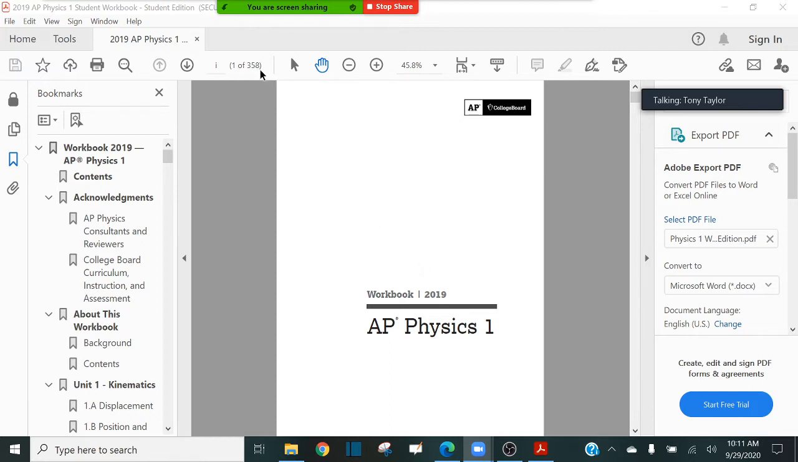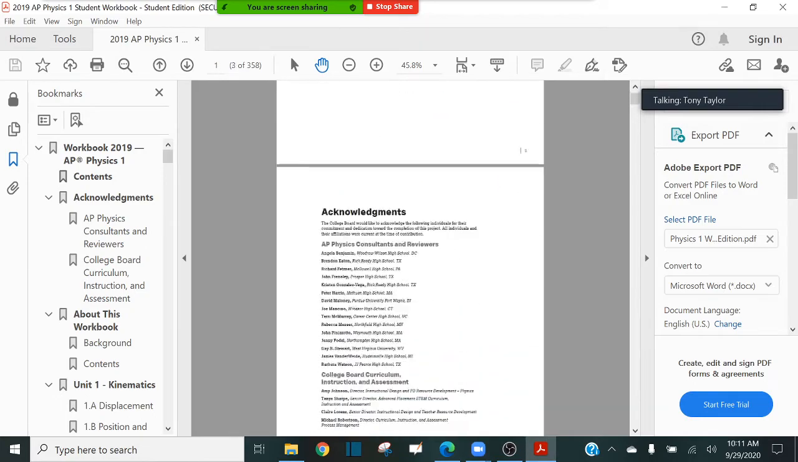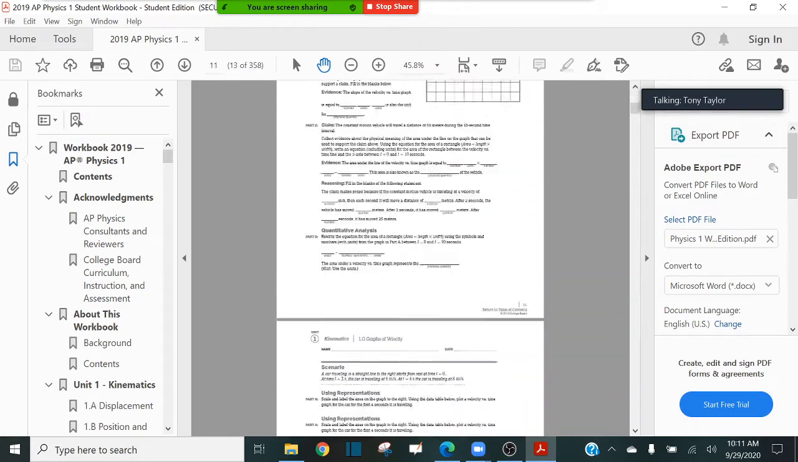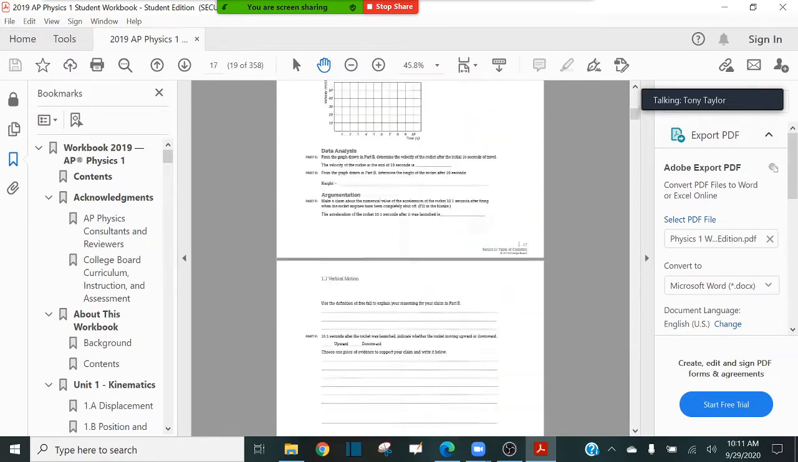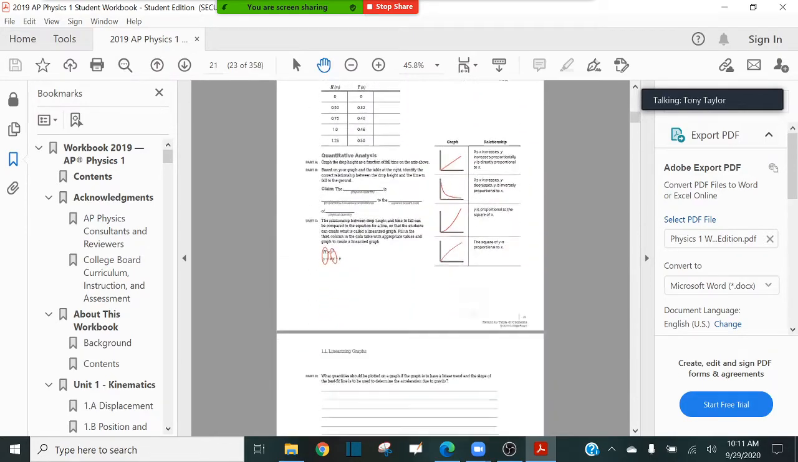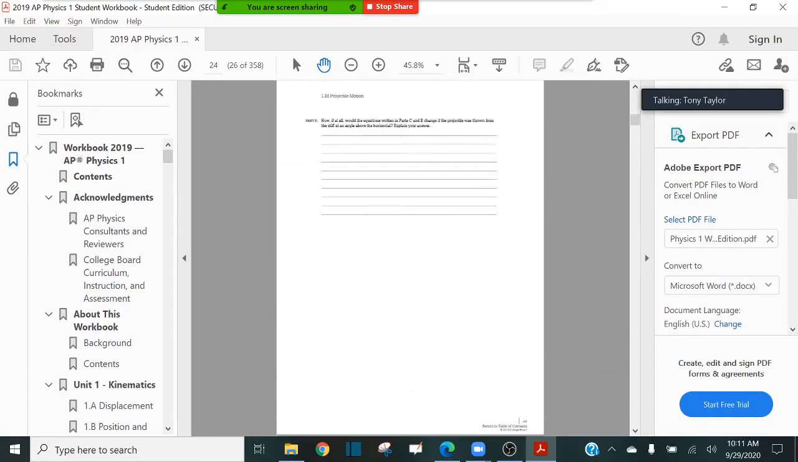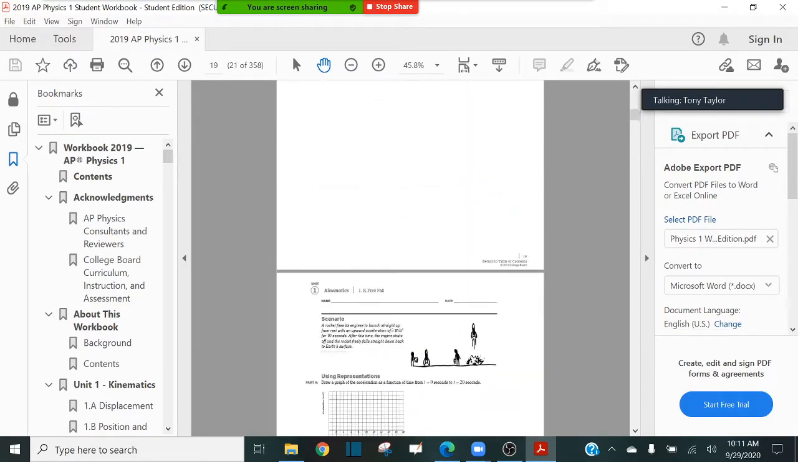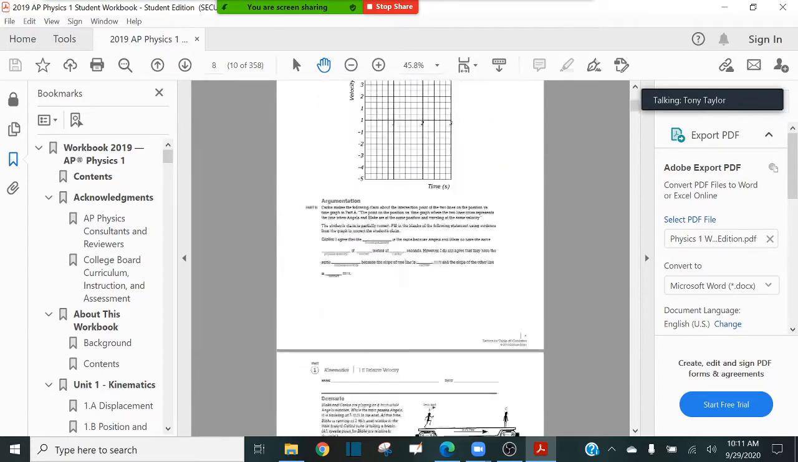So the College Board responded with this workbook. And as you can see, it's a pretty detailed workbook. It's 358 pages, and there are topics in the workbook. There are activities in the workbook covering every major topic in this course. So what I want to do is go over several of these assignments with you guys during class time, okay?